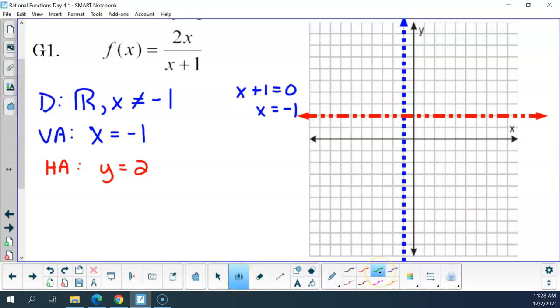Step number 3. How do we find the y-intercept? We're going to plug in 0 in for x. Okay? So I'm going to find f of 0. If I plug in 0, then that's going to be 2 times 0 all over 0 plus 1. 2 times 0? 0. 0 plus 1? So I have 0 over 1, which is 0. So my y-intercept is going to be what point? 0, comma 0. Not just 0, Alex. So we got to write it as a point. Okay? So that's this point right there. Step number 3. Done.